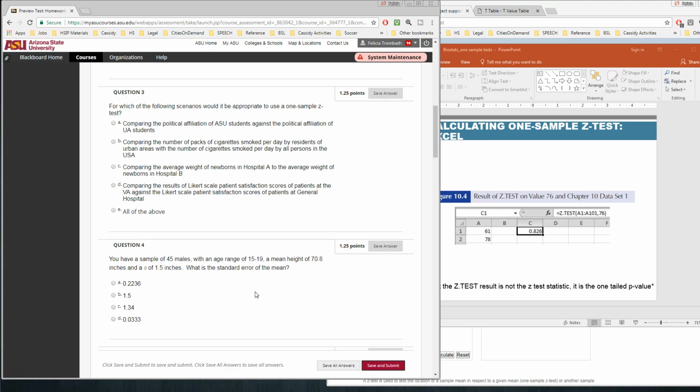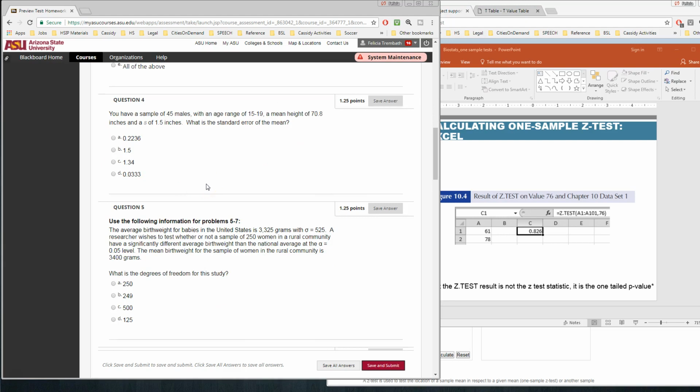C, comparing the average weight of newborns in hospital A to the average weight of newborns in hospital B. That's 2 samples, so that would be no. D, comparing the results of Likert scale patient satisfaction scores of patients at the VA against the Likert scale patient satisfaction scores of patients at General Hospital. So that would be 2 sample level information, so that would be no. So the only one here that fits is comparing my sample in urban areas to the overall population.